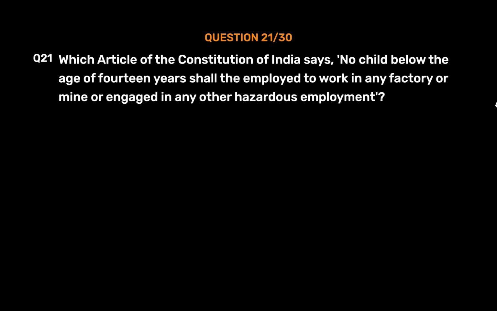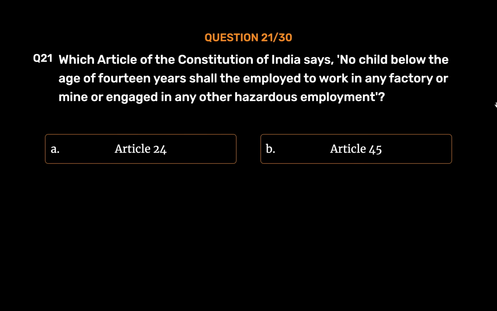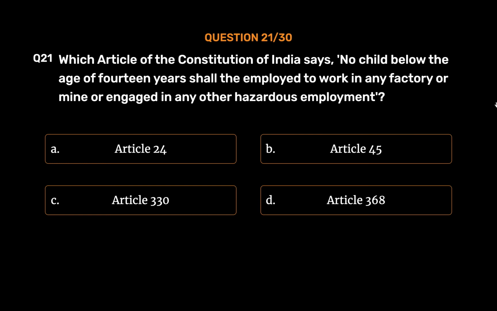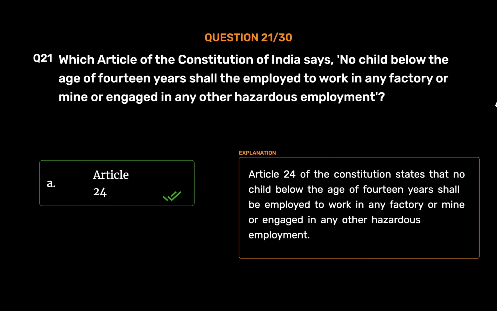Question number 21. Which article of the Constitution of India says, no child below the age of 14 years shall be employed to work in any factory or mine or engaged in any other hazardous employment? Option A. Article 24. Option B. Article 45. Option C. Article 330. Option D. Article 368. The correct answer is Option A. Article 24. Article 24 of the Constitution states that no child below the age of 14 years shall be employed to work in any factory or mine or engaged in any other hazardous employment.